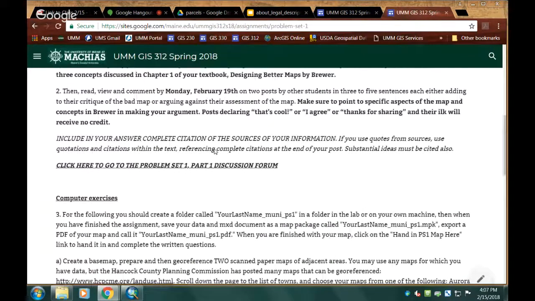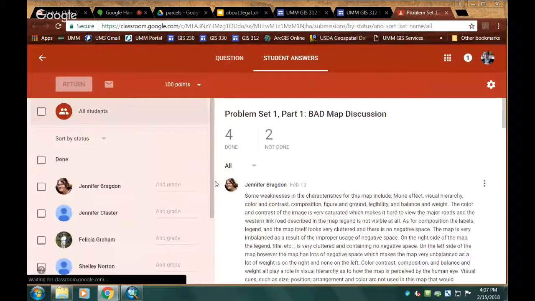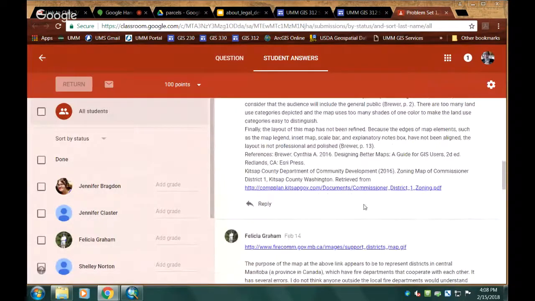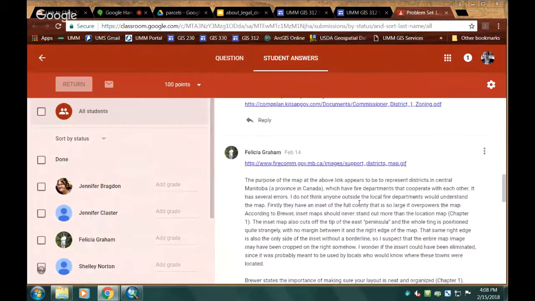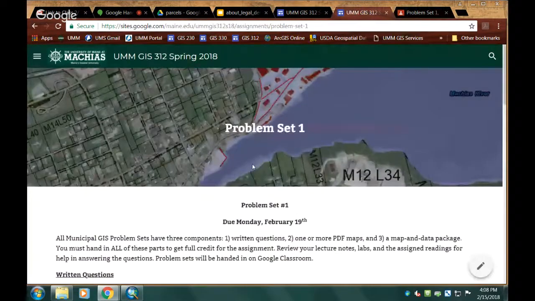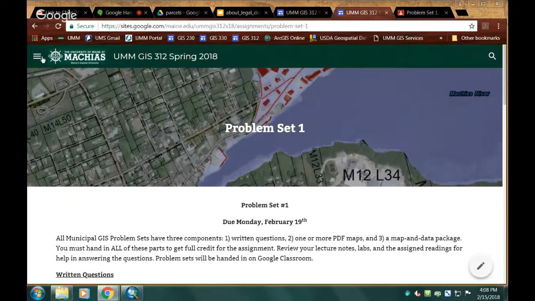If you're having any trouble with that, I have noticed that a bunch of people have posted on the discussion forum. There's one student I've got to chase down. I saw him yesterday, but we'll have to get that. It looks like some good bad maps, which is great, and I'll be responding to some of those as well. Then you should be working on your georeferencing, and I know a couple people have already handed those in. So you have some time before they're due. Feel free to contact me about problem set 1.